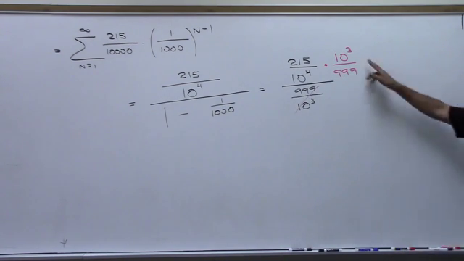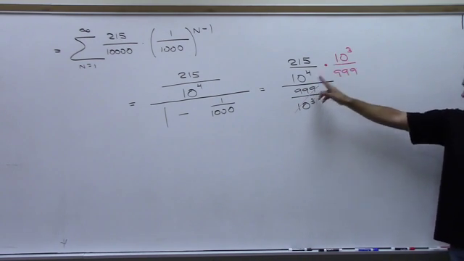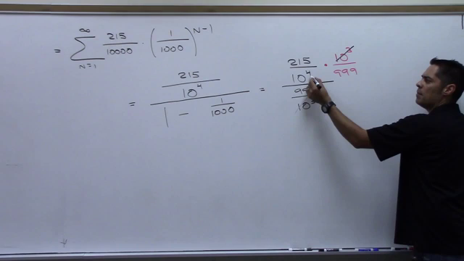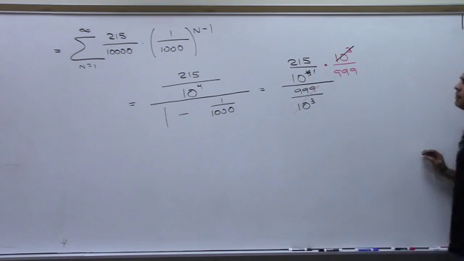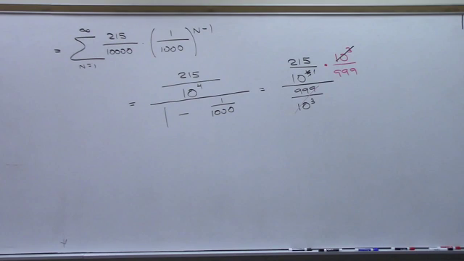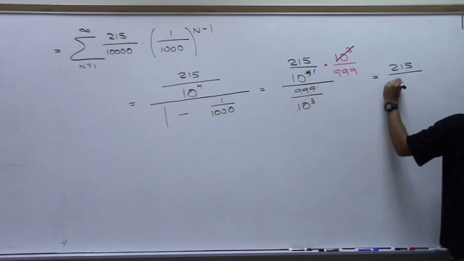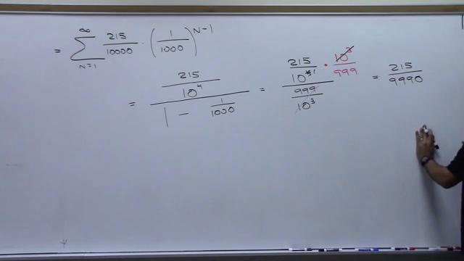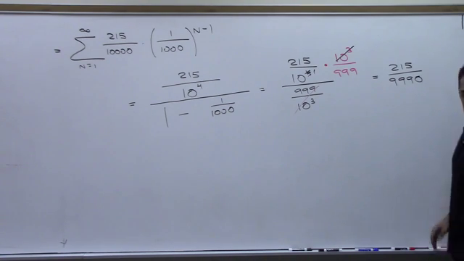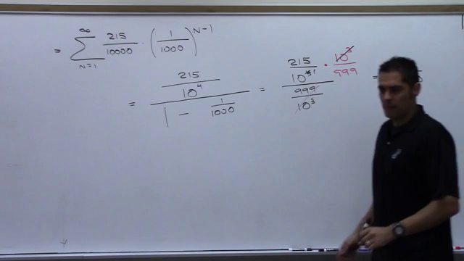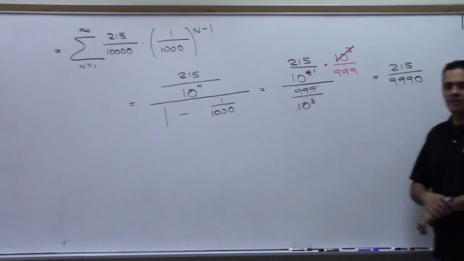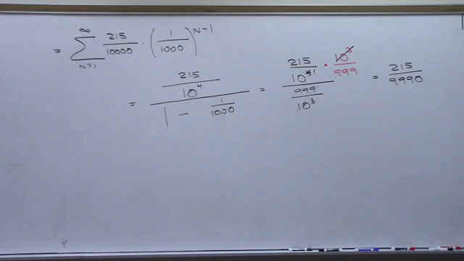And I get 3 of these factors to go away, right? So this is gone, and this 10 to the fourth becomes a 1. So 215 over 10 times 999, which is 215 over 9,990. So if you have your calculator, type in 215 divided by 9990. 0.0215215215. That's it. That's how you can check that you got it.